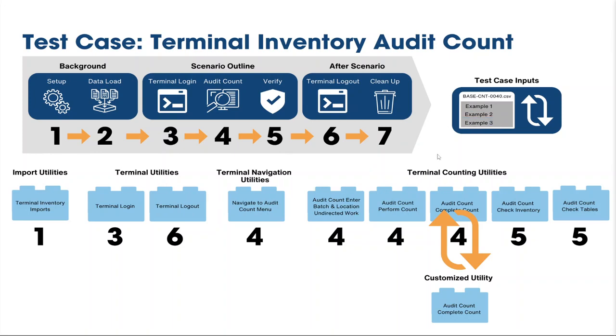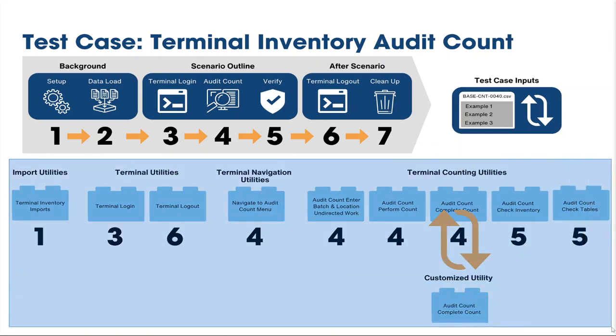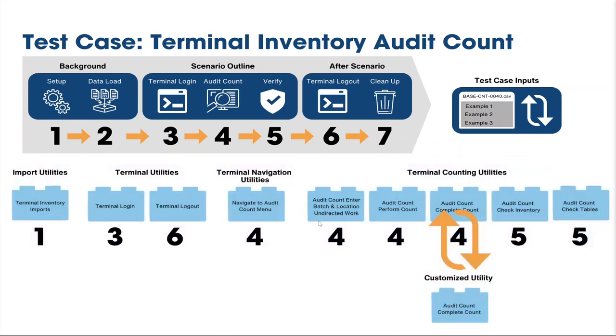If your test case and the underlying utilities are designed well, it should be able to support a variety of data permutations. Every test case within the library is composed of building blocks called utilities. These utilities are designed to be reusable and extensible. Below the test case, you can see the various utilities that compose this test case. Each number next to each utility corresponds to where it is used in the test case above. You can see some portions of the test case, such as the audit count, are composed of many utilities. Other portions, such as the terminal login, are composed of single utilities.